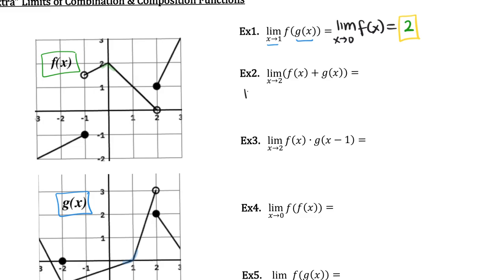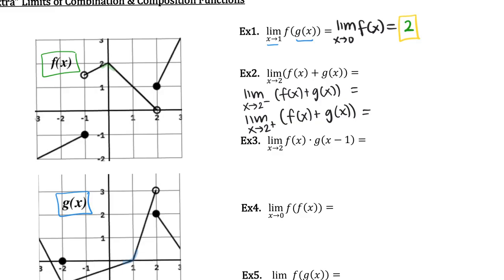So let me find the limit as x approaches 2 from the left of f of x plus g of x. And then also from the right. And you feel like it's going to fail no matter what. And it might still fail, but we have to at least give it a chance to see if it works.